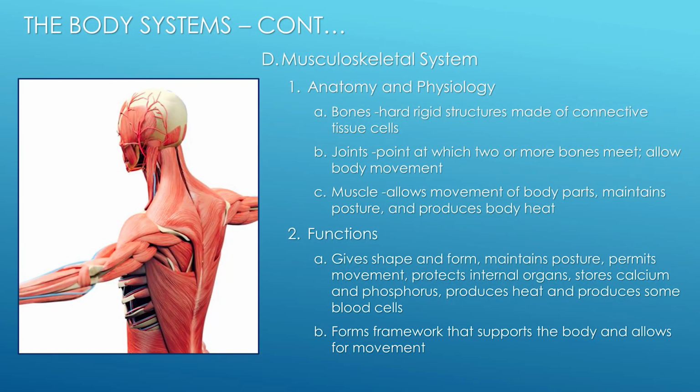D. Musculoskeletal system, anatomy and physiology. Bones are the hard, rigid structures made of connective tissue and cells. Joints, the point at which two or more bones meet and allow body movement. Muscle, allows movement of body parts, maintains posture, and produces body heat. Functions: gives shape and form, maintains posture, permits movement, protects internal organs, stores calcium and phosphorus, produces heat and produces some blood cells, forms the framework that supports the body and allows for movement.